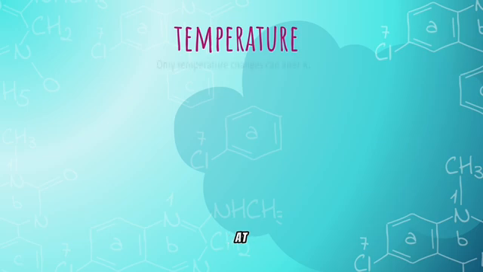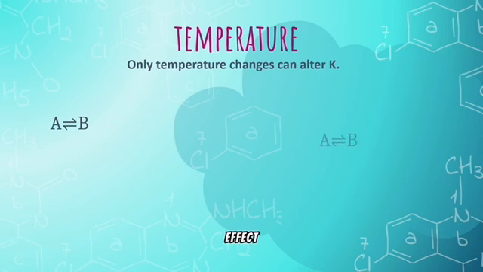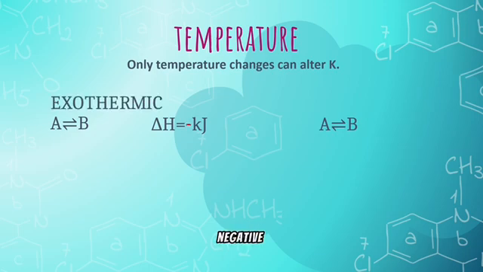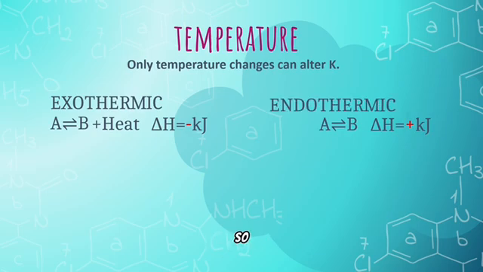Lastly, we will look at the changes in temperature. Only temperature changes can alter K. To see how this will affect the equilibrium, we have to see whether the reaction is exothermic or endothermic. This tells us whether the reaction absorbs energy or releases energy, and this is signified by the delta H. If the delta H is negative, the reaction is exothermic and releases energy, so we can think of heat energy as a product. And if the delta H is positive, the reaction is endothermic. Energy must be absorbed for the reaction to go, so we can think of heat energy as a reactant.